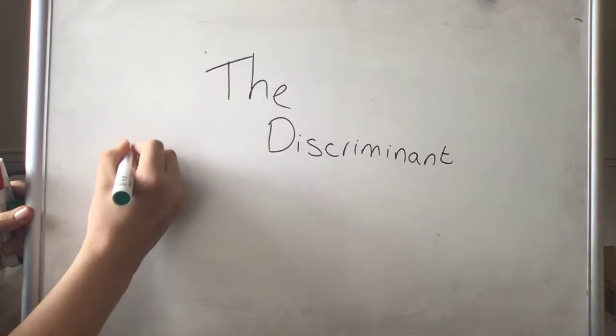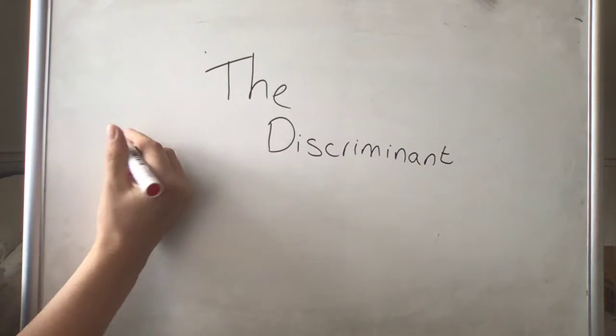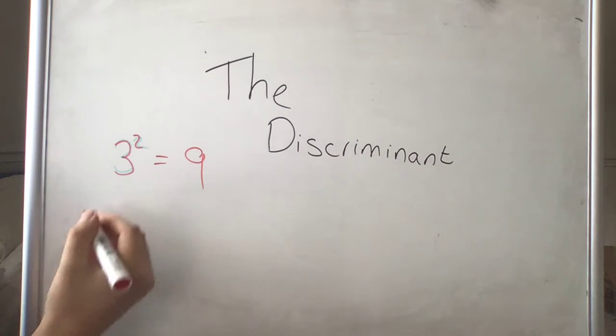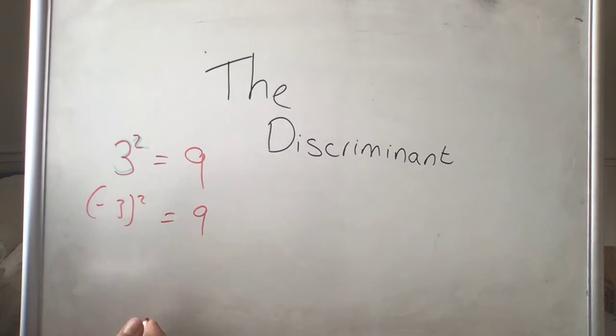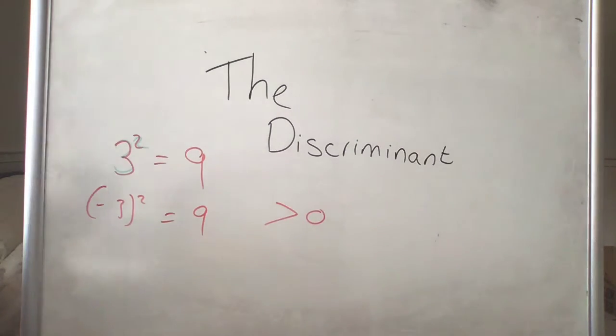So, for example, if we have 3 squared, that's going to give us 9. But if we also have -3 squared, that's always going to give us 9 as well. So it's always going to be greater than 0. Whether we have a positive or negative number, if we square that number, it's going to be greater than 0.